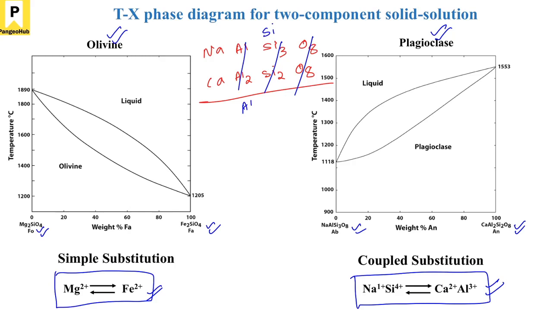So what I'm exactly getting is NaSi on top and then CaAl on the bottom. So you see I could derive the substitution vector from the end member formulas. This is pretty easy. You can do similar things for, let's say, olivine or maybe the pyroxene system to find out the substitution vectors.